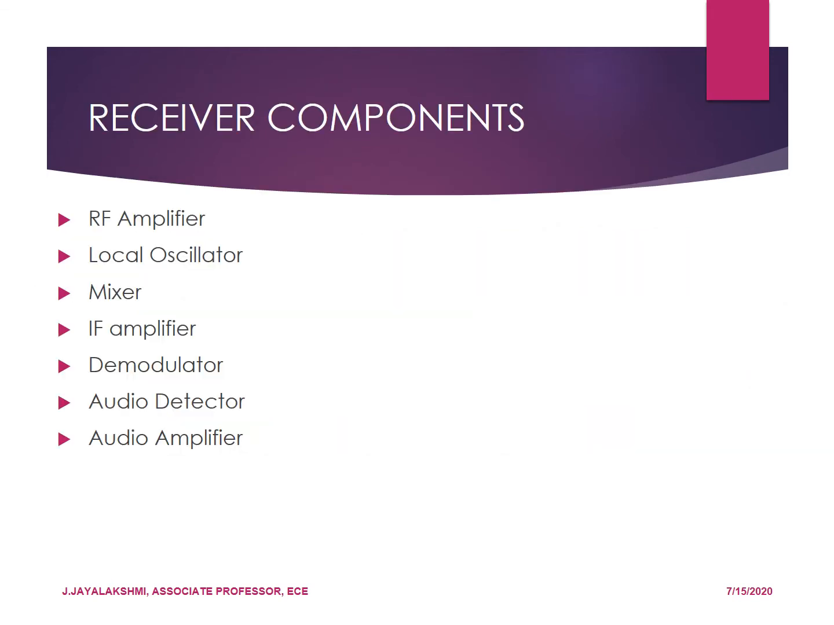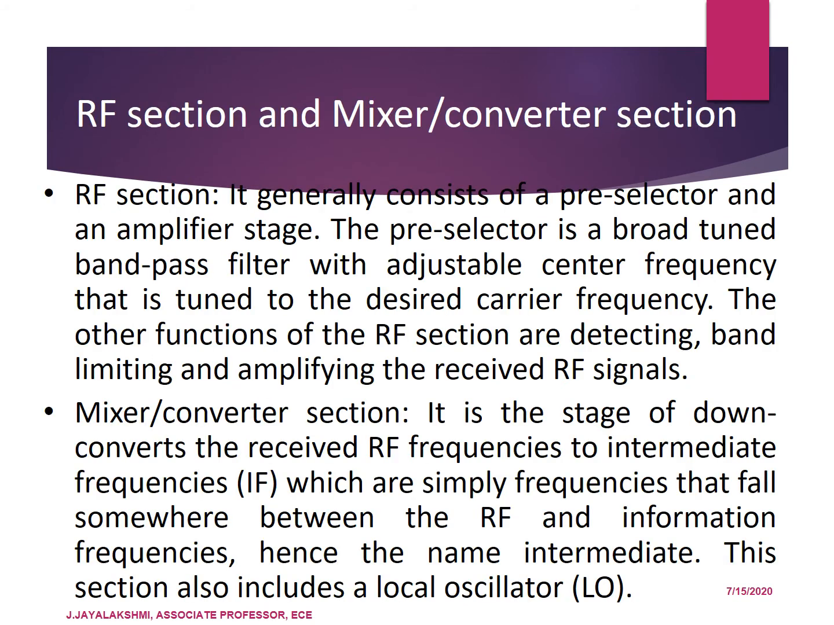These are the components of your RF receiver: RF amplifier, local oscillator, mixer, IF amplifier, demodulator, audio detector, and audio amplifier. The first one is going to be the RF stage, the RF section. It comprises a pre-selector and an amplifier stage. The pre-selector will select a particular frequency, it has an adjustable center frequency, and it is tuned to a desired carrier frequency. The other functions of the RF section are detecting, band limiting and amplifying the received RF signal.